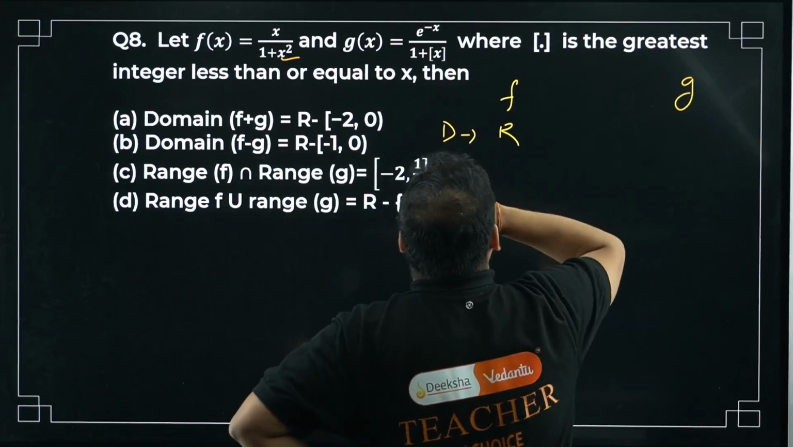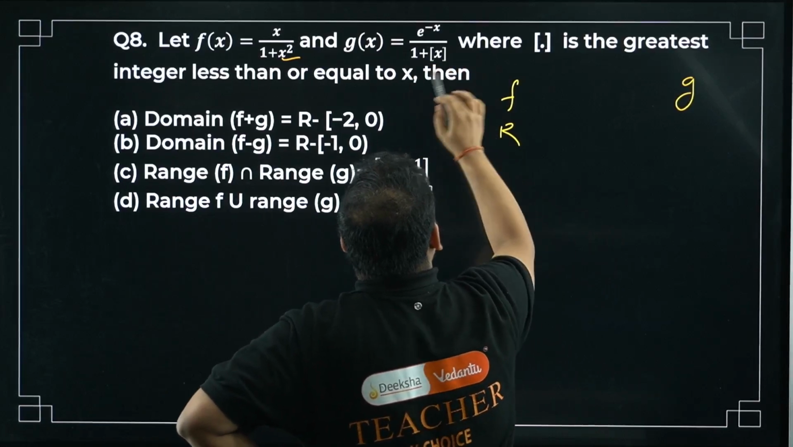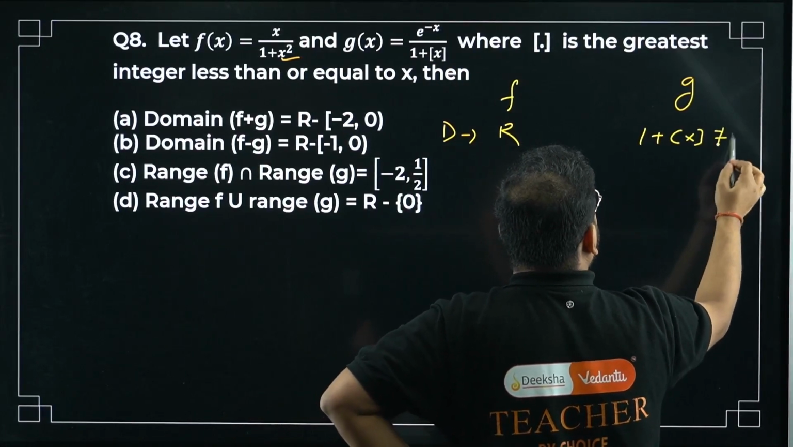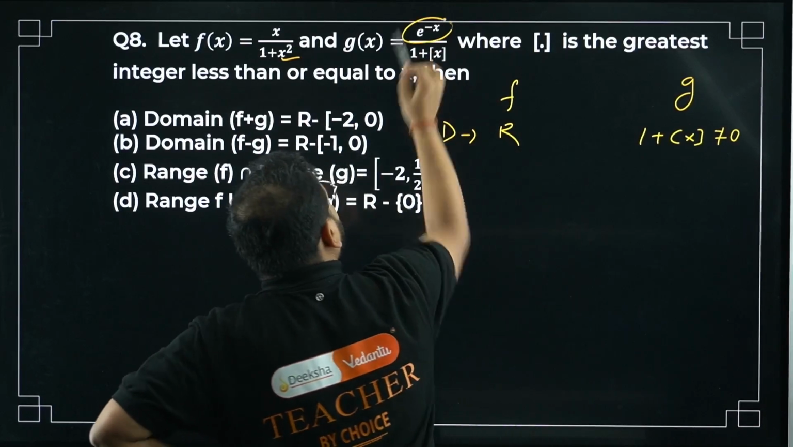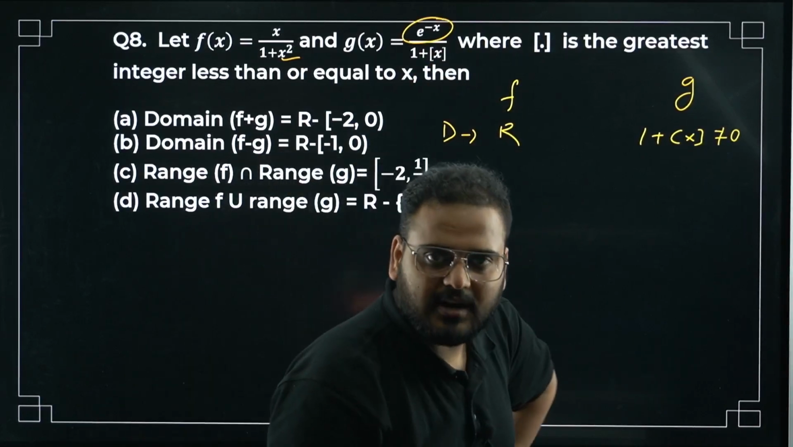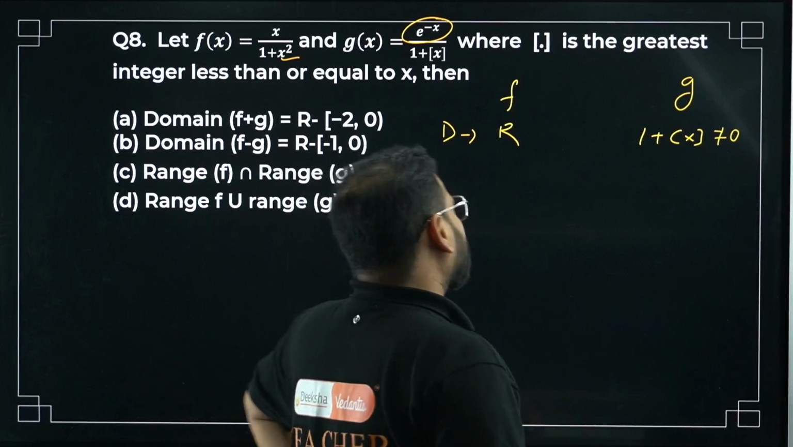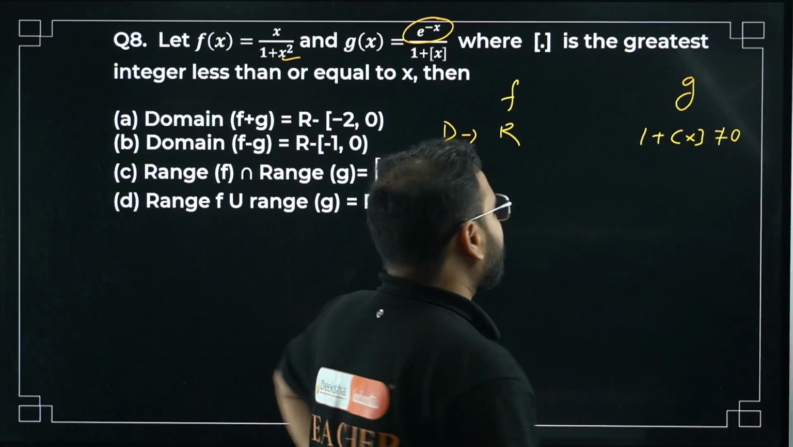What about this part? This cannot be 0, right? So 1 plus this cannot be equal to 0, because e power minus x is a non-zero number. Correct, right? An exponential function can never become 0. Okay, so x can be anything, not a problem. For the exponential function, the domain is all real.